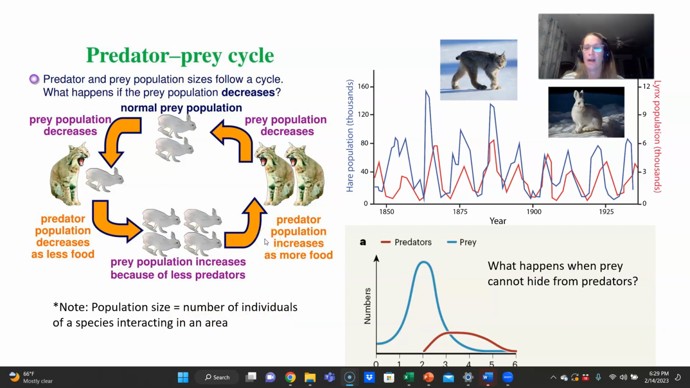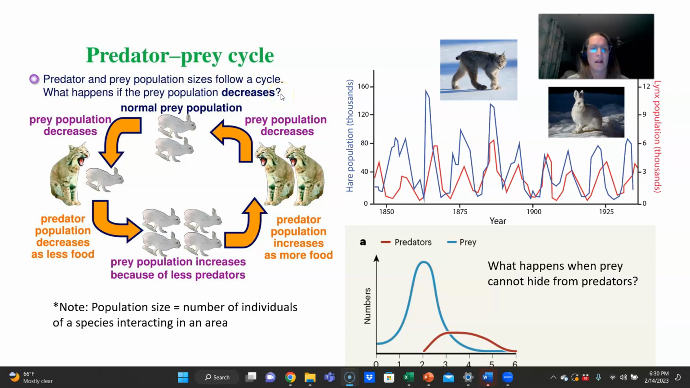So if we want to talk about the predator-prey interaction between the Canadian lynx, which is right here, and the snowshoe hare, which is right here, and we're talking about their population sizes, we're talking about just how many individuals there are of the lynx versus how many individuals there are of the snowshoe hare. So let's start over here.